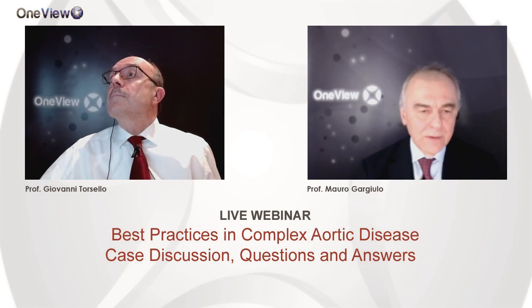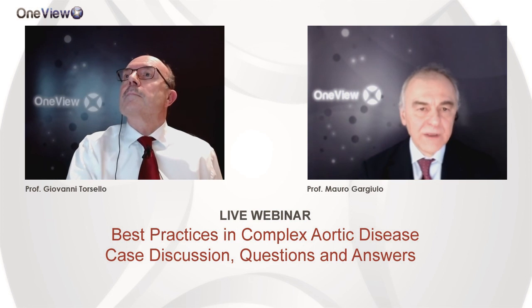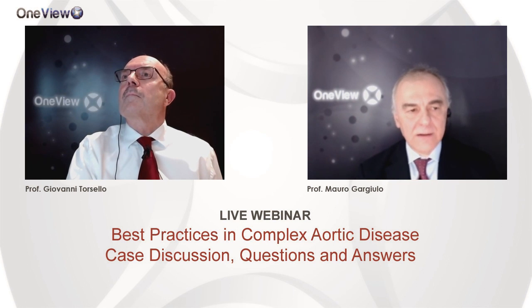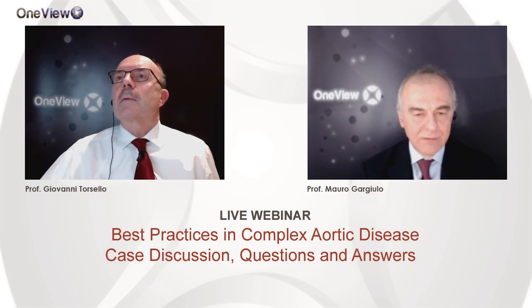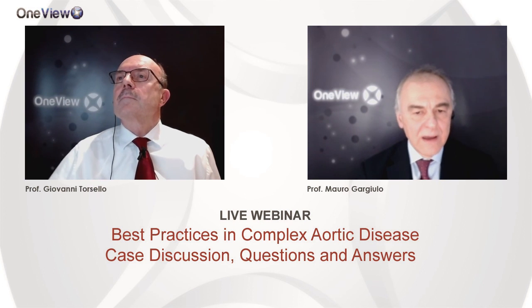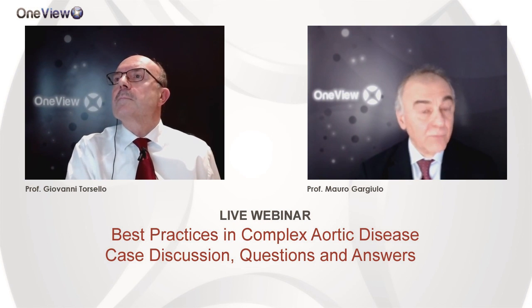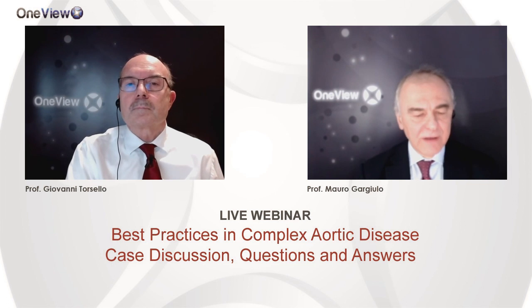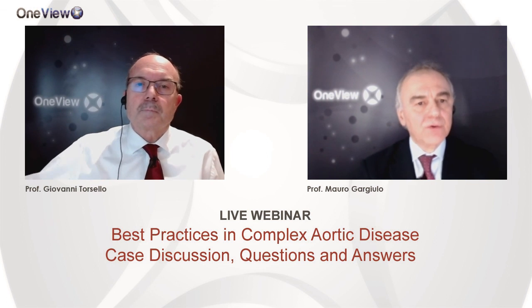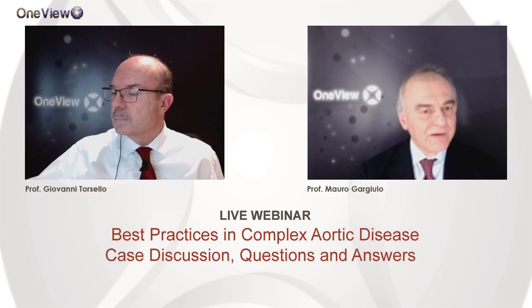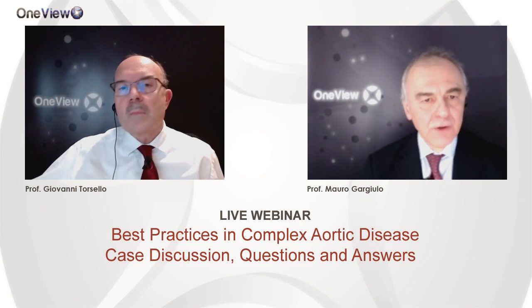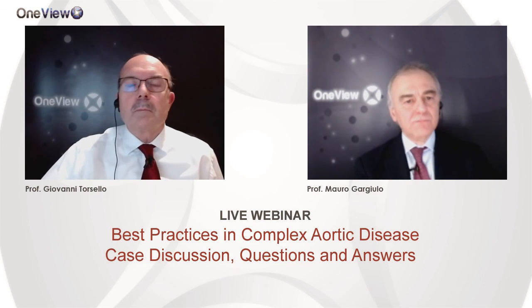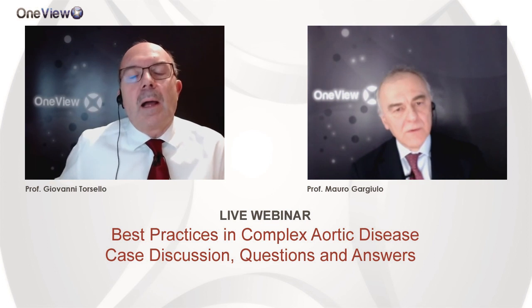Then we generally use VBX today in visceral vessels treated with fenestrated and with branch endograft. We don't have any difference between the two groups of stent grafts. You, Giovanni, you prefer to use VBX?